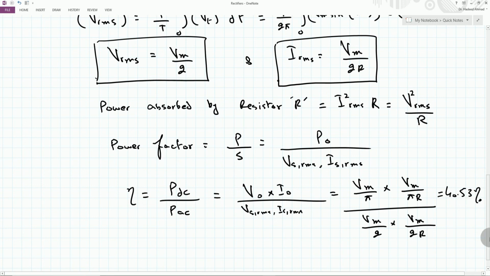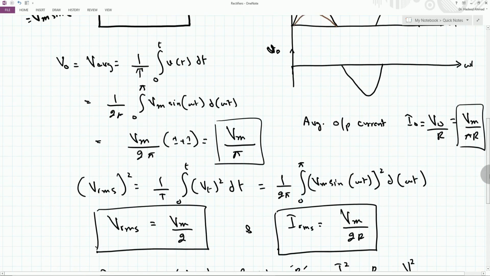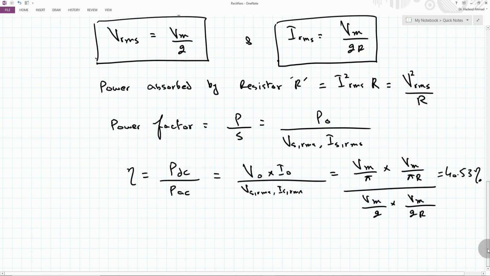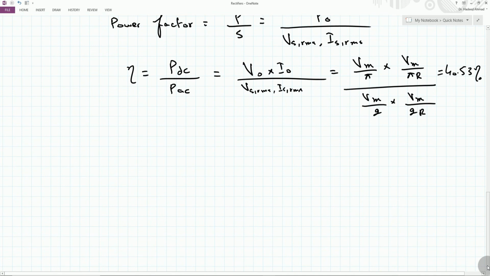So despite the peak inverse voltage rating for this diode being equal to Vm, the maximum voltage, this type of rectifier is seldom used. As we have seen, this low efficiency is of no use for most practical applications, and therefore it is seldom used in any real life applications.